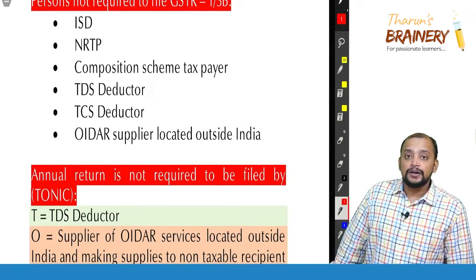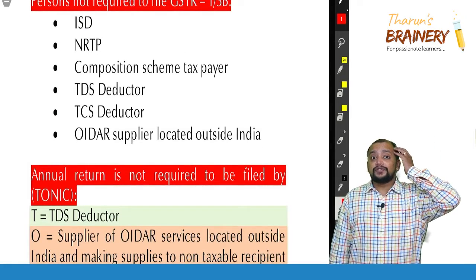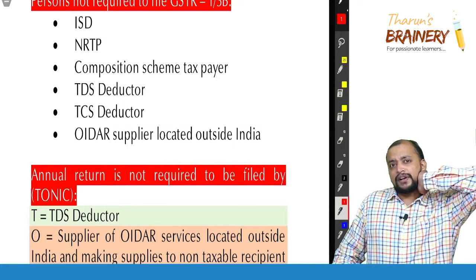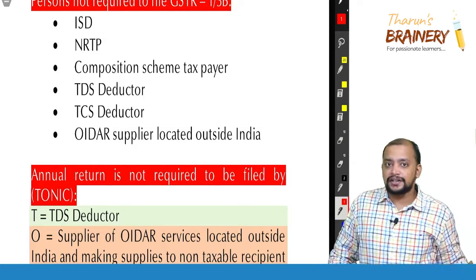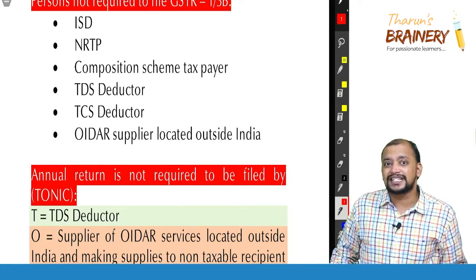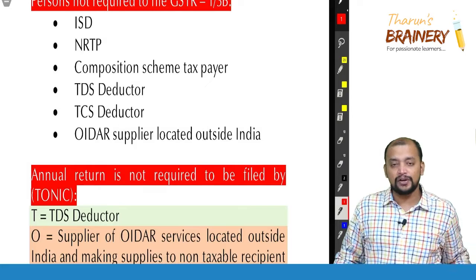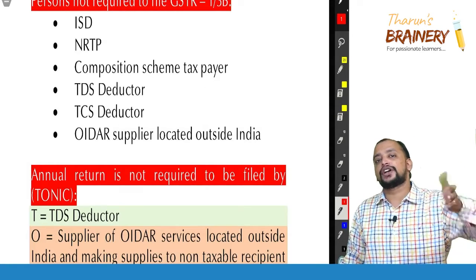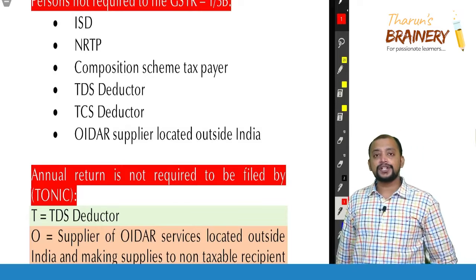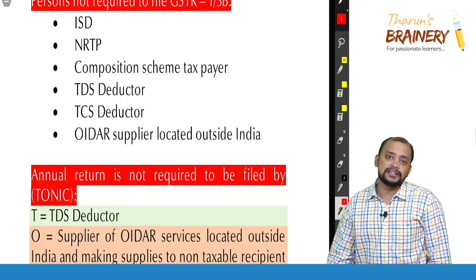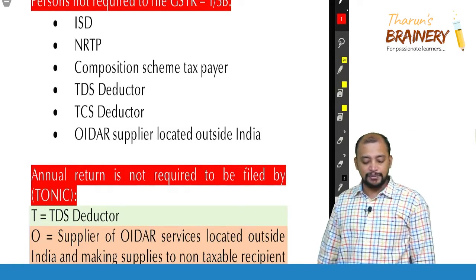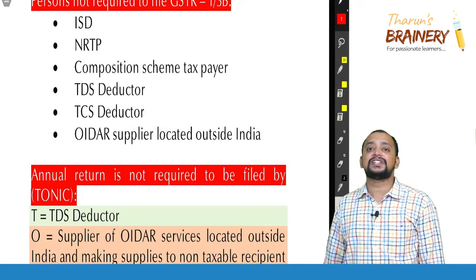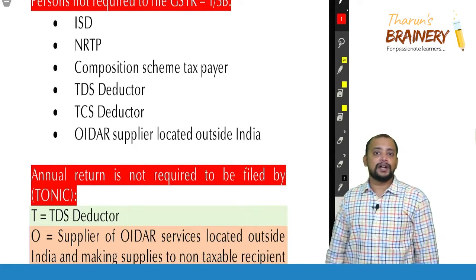Then, persons who are not required to file GSTR 1 or 3B. Those who are required to file other returns. ISD is required to file GSTR 6, so they are not required to file 1 or 3B. NRTP is required to file GSTR 5, so they are not required to file 1 or 3B. Composition taxpayer will be filing CMP 8, so they are not required to file 1 or 3B. TDS, TCS deductors will be filing GSTR 7, GSTR 8, so not required to file 1 or 3B.